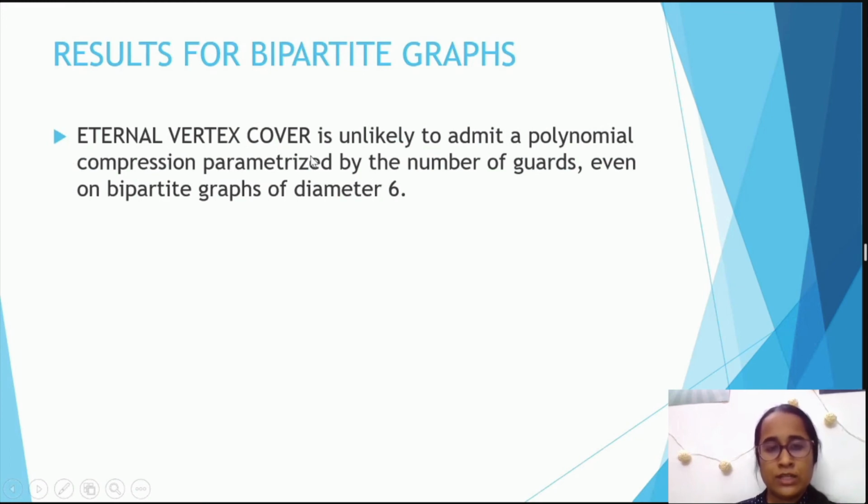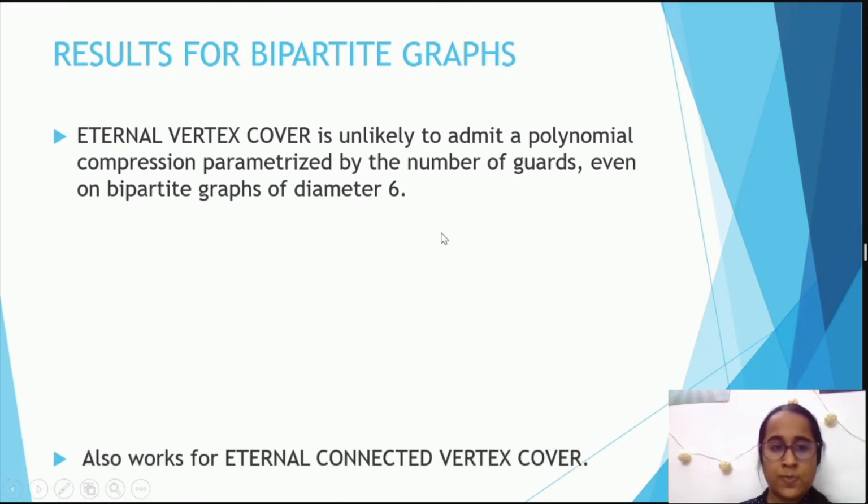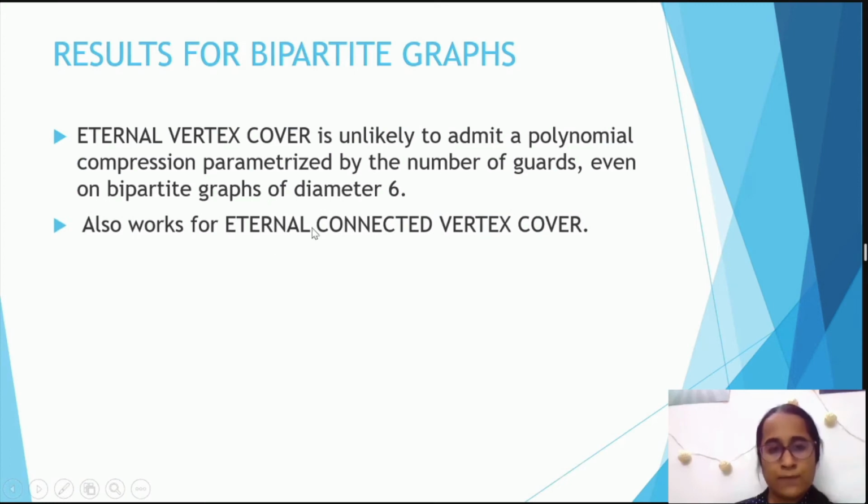So eternal vertex cover problem is unlikely to admit a polynomial compression parameterized by the number of guards, even on bipartite graphs of diameter 6. Notice that the graph which we constructed had diameter 6. This same proof also works for eternal connected vertex cover.